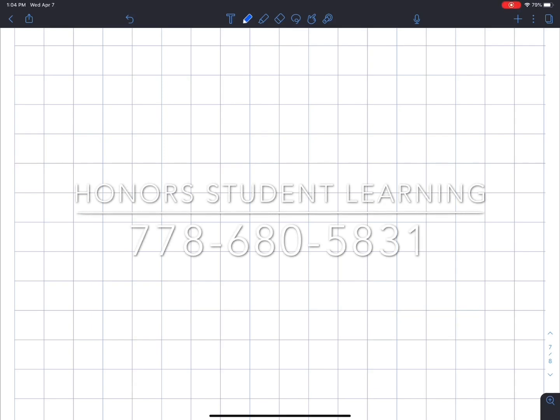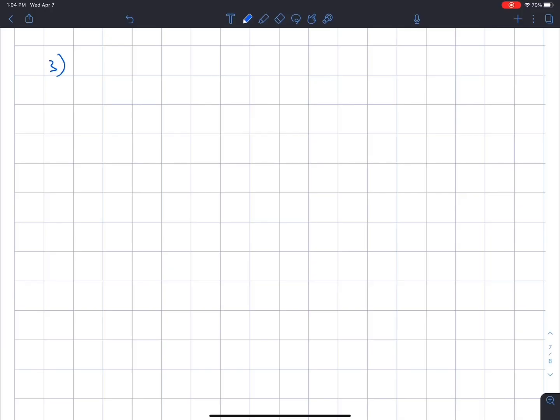Okay, moving on to question 3. Surface area of a cube is 150. What is the length of the side of the cube? So we have a cube. We can let the length be x. That's what they are asking us to solve.